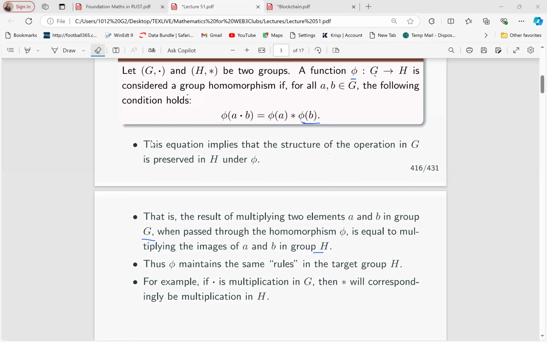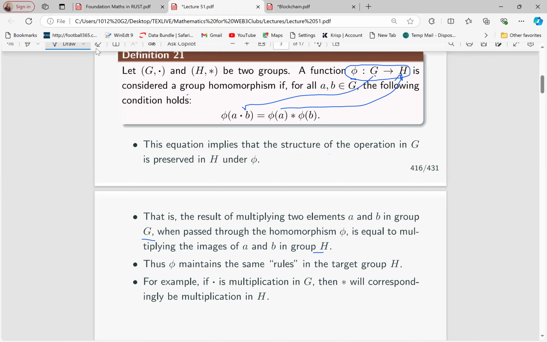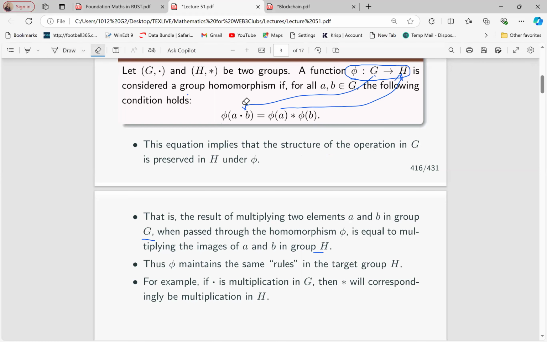Now, element A is in G. Element B is in G. But the image of A is in H, and the image of B is also in H. You get that from here. So the elements A and B are from G, but the images are in the second group, which is H. So that's why I get the images.